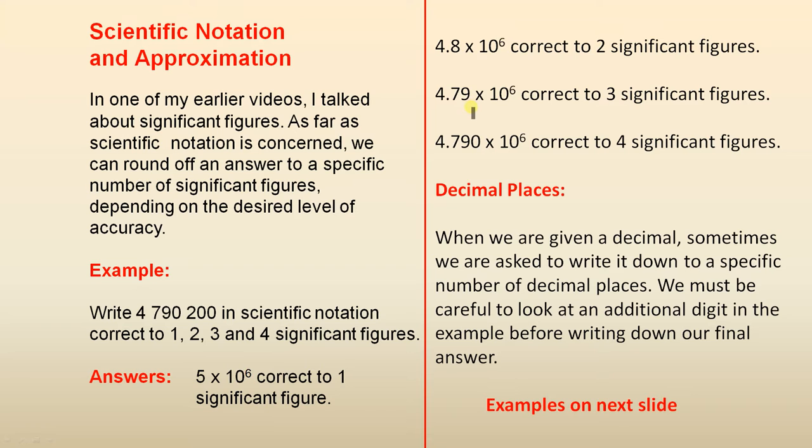Here we have 3 significant figures, 4.79 by 10 to the 6th. Because the 4, the 7 and 9 are all significant, so that's 3 significant figures. And here we have 4 significant figures. Now you remember in my earlier video, when we have a decimal point here, all zeros after the decimal point become significant, so that's why you have 4 significant figures.